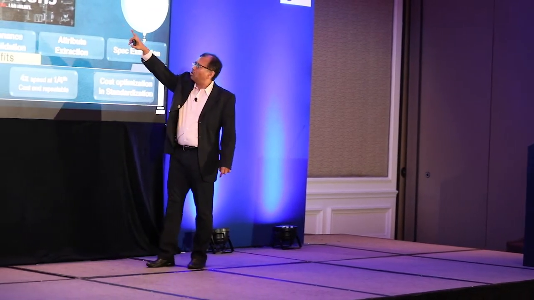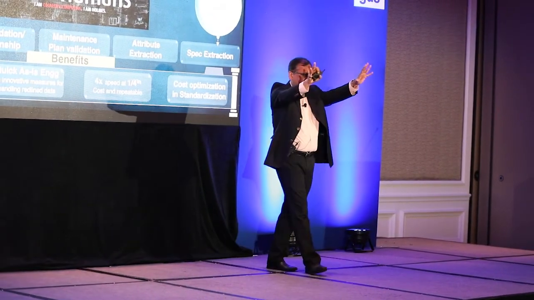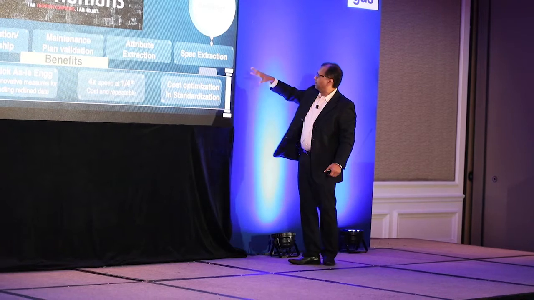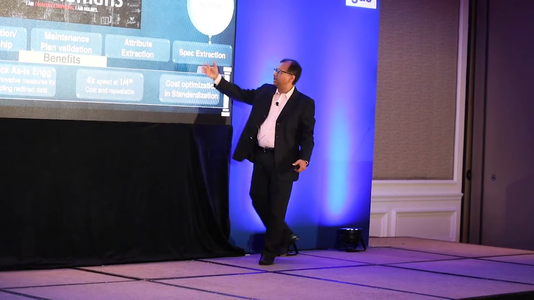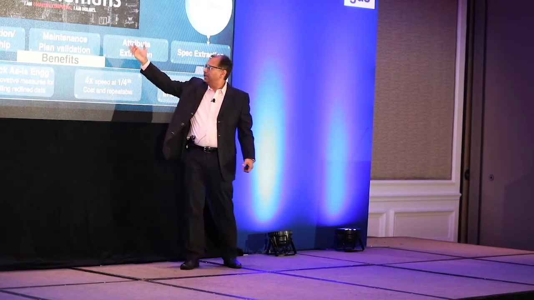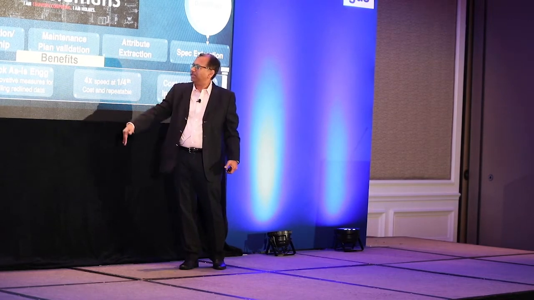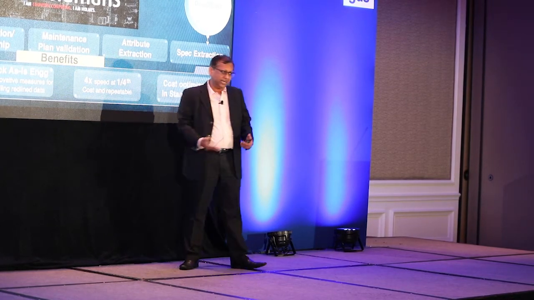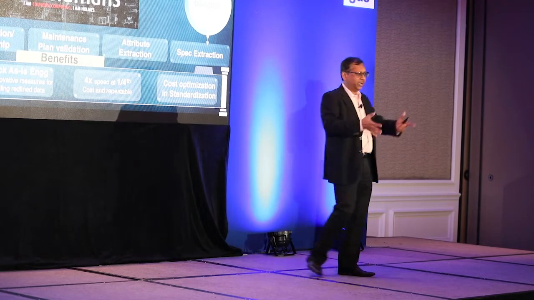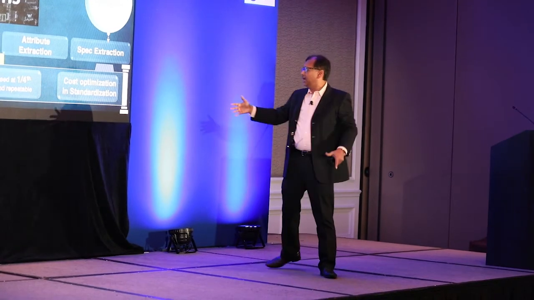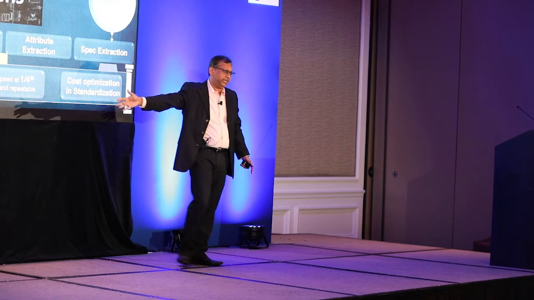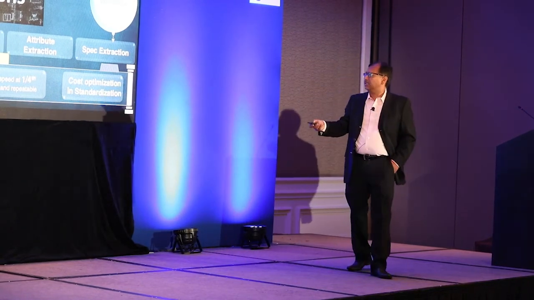Now, with Wipro Holmes, which is a cognitive assistant platform, you can feed in a PDF document and convert it. You can extract specifications, attributes can be extracted, maintenance plan validation can be done, tags can be extracted, and you can verify as-built and as-designed systems. So this is where you take physical paper documents and convert them into intelligent documents, and the benefit is you can do the conversion at 4 times the speed at 1/4 the cost. This is what we're doing with some of the clients to digitize them.